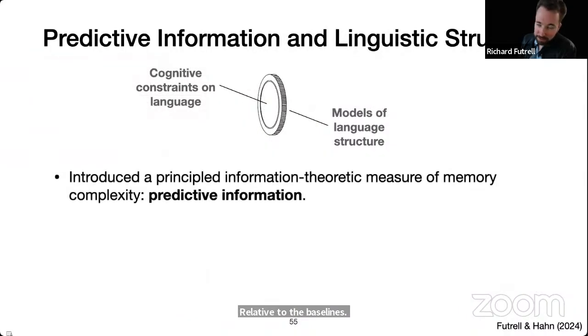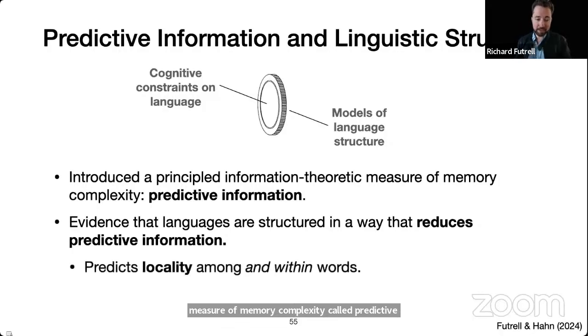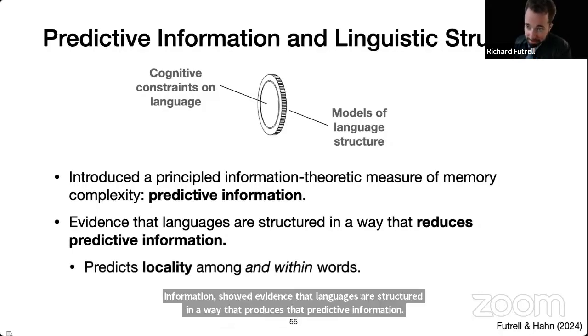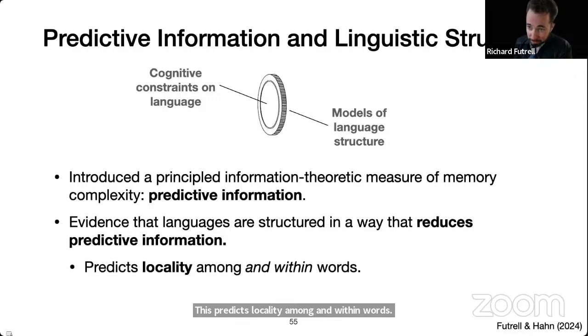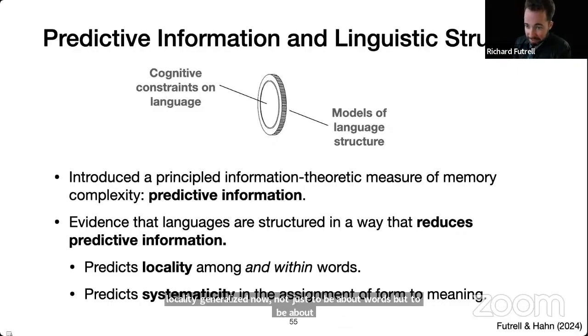So we introduced a principled information theoretic measure of memory complexity called predictive information, and showed evidence that languages are structured in a way that produces low predictive information. That predicts locality among and within words, including the contiguity of morphemes within words. And it predicts systematicity, excitingly, in the assignment of forms to meanings. This extremely basic property of language seems to come out from this idea of information locality, generalized now not just to be about words, but to be about all levels, about the smallest levels of analysis.